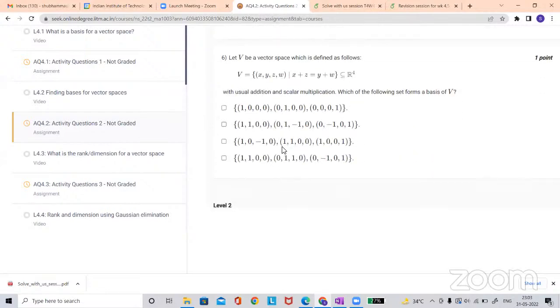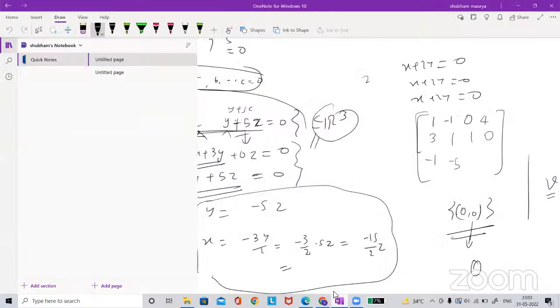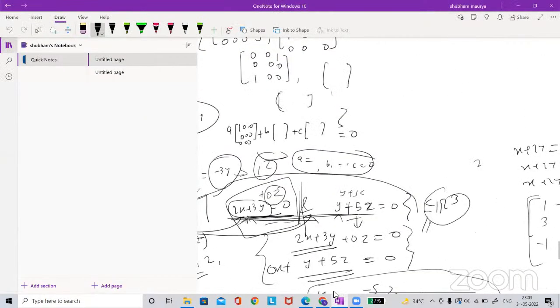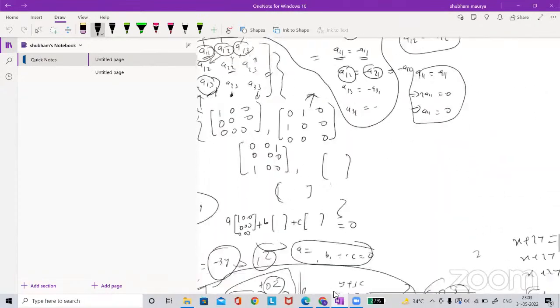Question number 6, sir. In the question, that is already discussed. No, it is not discussed. So, sir, I cannot get the correct answer. This is the same thing which I just discussed for the solve with assignment question. It is totally similar. Where is that?